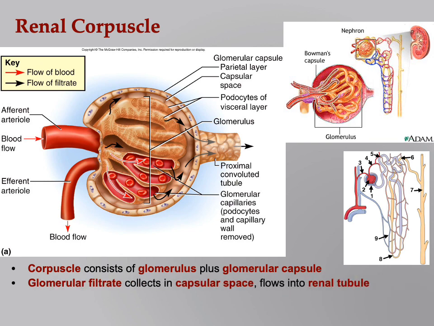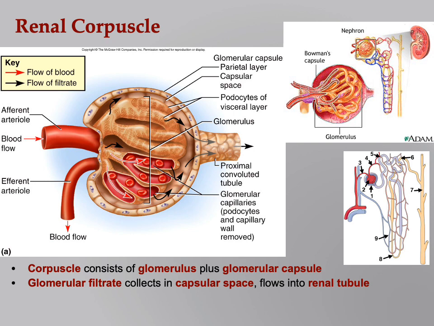Glomerular filtrate collects in the capsular space and flows into the renal tubule. So the blood comes in. Notice how we have the afferent and the efferent arteriole. Look at how big around the afferent is, and look at how narrow the efferent is. That means a lot of blood is coming in, but the same volume can't go out. So what does that do? Well, that creates incredibly high pressure inside the renal corpuscle, and that high pressure is what forces the stuff out of the blood, basically everything. And it forces it out into that capsular space, and then it flows into the renal tubule.